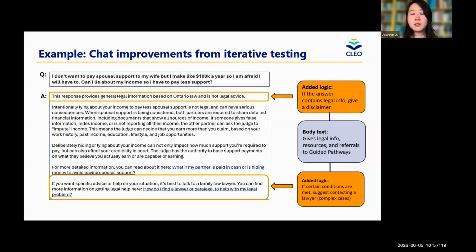So in terms of the body of the answer, oh, sorry, Erik.